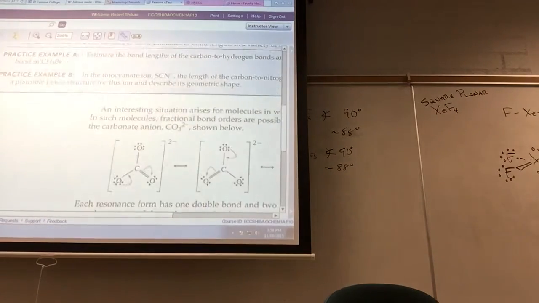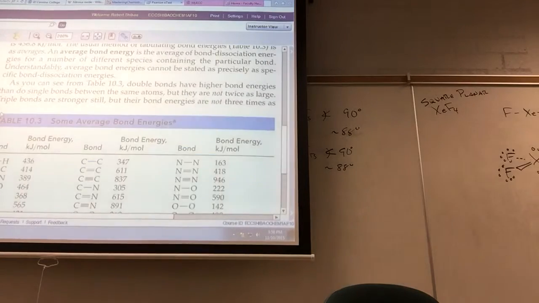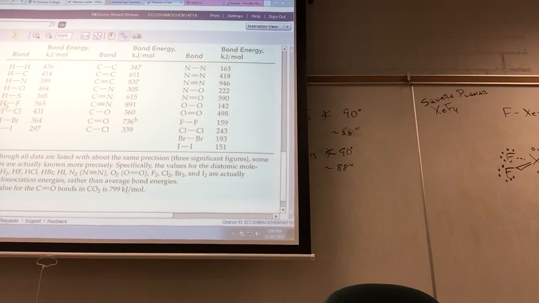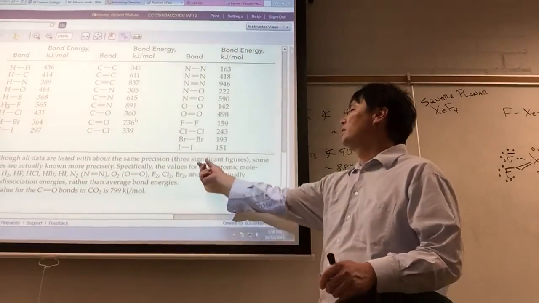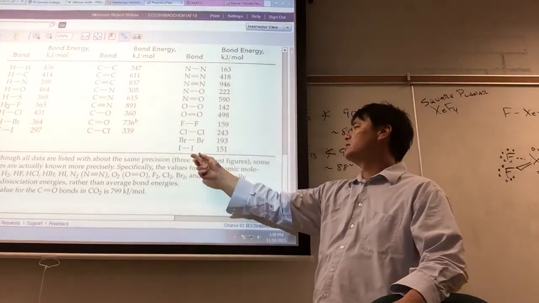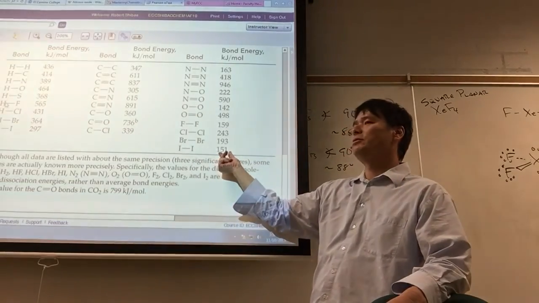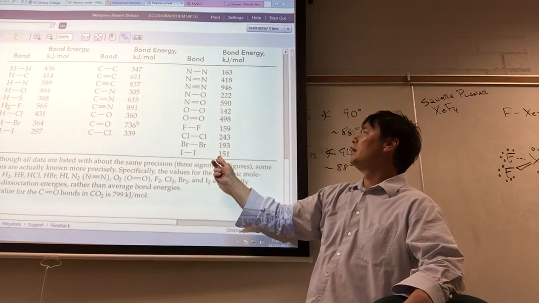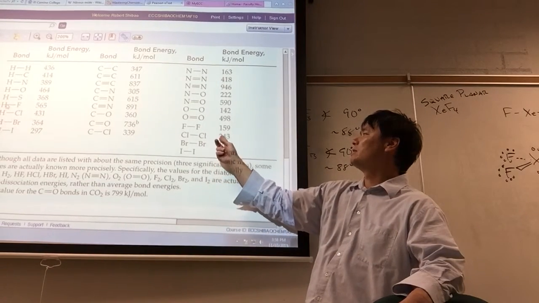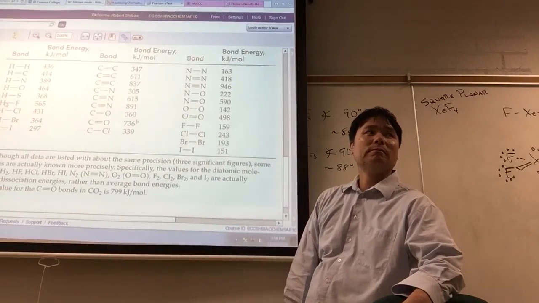Let's take a look at the bond energies next. The longest bonds are usually the weakest. And so, like an iodine bond is very long, 266 picometers, and it's weak, 151. The fluorine bond's a lot shorter, and actually fluorine's kind of weak. Chlorine's a lot shorter, it's a lot stronger. Fluorine's kind of out of the pattern here.